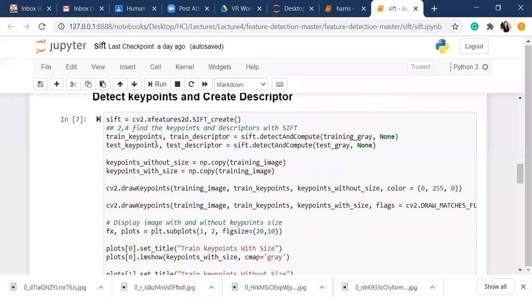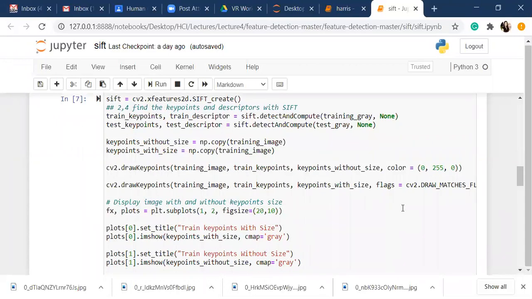So these are my train key points and the descriptors for the train and test, and the SIFT detect and compute. Inside this, you have to pass the parameters of the training image, because the computation has to be performed on the training images and the testing images. So you have to pass the grayscale images inside the parameters of SIFT detect and compute, in order to detect the key points and compute the descriptors. There is an inbuilt function, so you do not have to do anything manually.